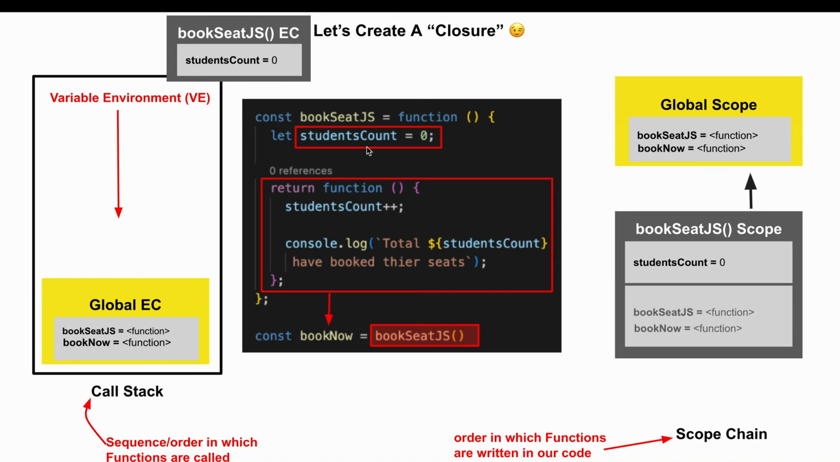That will contain the students variable which is written inside bookseed.js, and it can access the variable environment of its outer scope, that is the global scope. That is why it is able to access the variable environment of the global scope, right? And then we have returned this function. So the execution context of this particular function is getting popped off. Okay, so now let's try to understand how the closure actually works.